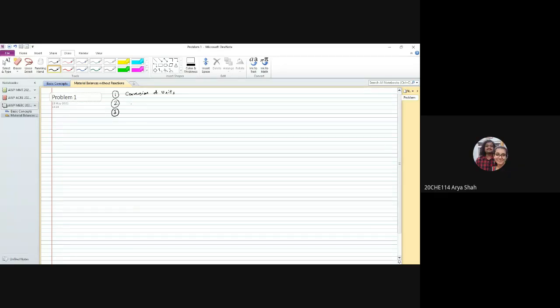Considering a basis for the calculation. Right. So we talked about basis. Compositions. Yes. So basis was our start point for our calculations.